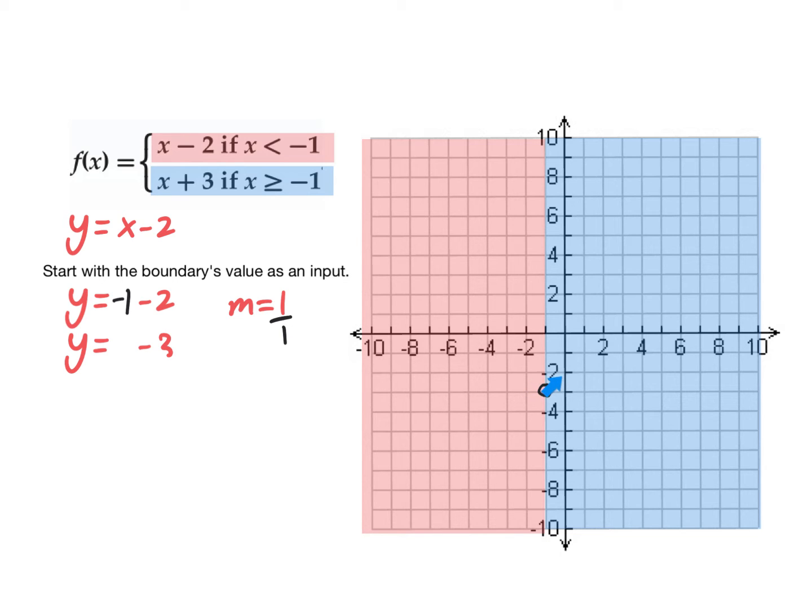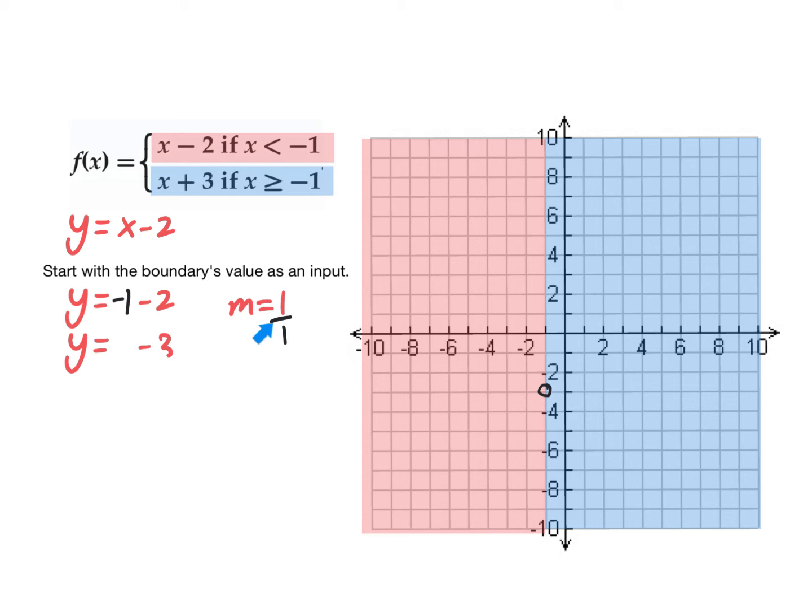But what happened? I'm in the blue region. I'm supposed to be in the red region. So if I go up 1, right 1, and I did that a bunch of times, I'd be drawing a line in the wrong region. So what do we do? What could we do? Go down to the left.